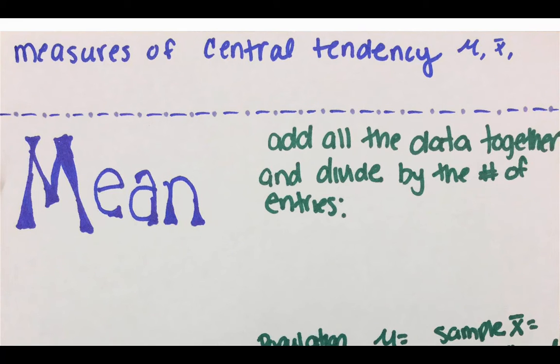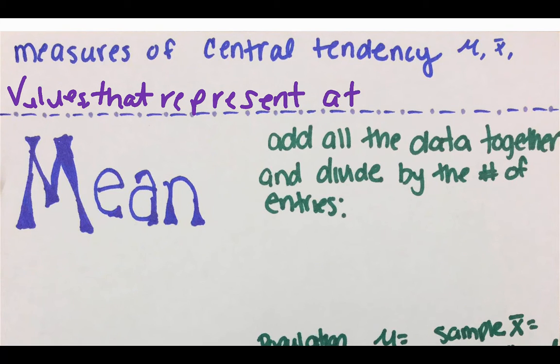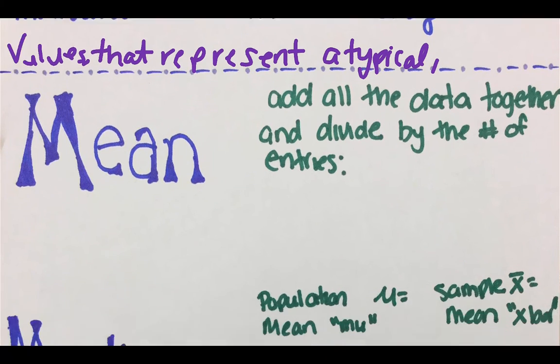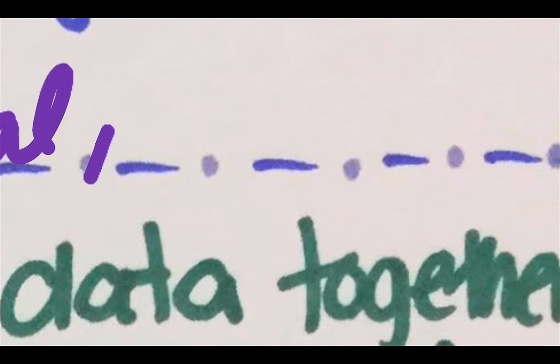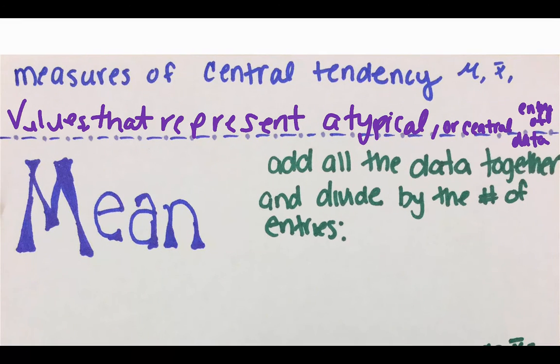Okay, so again, that's going to be values that represent a typical or central entry of the data.